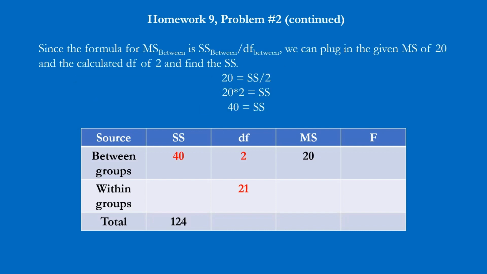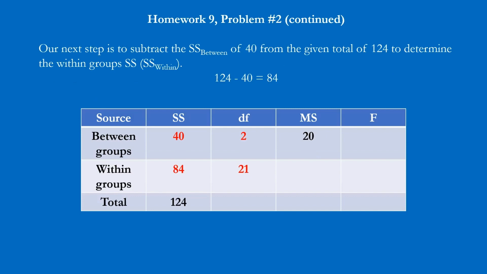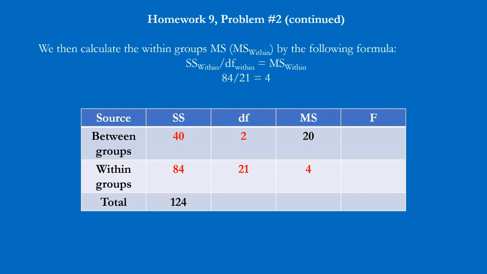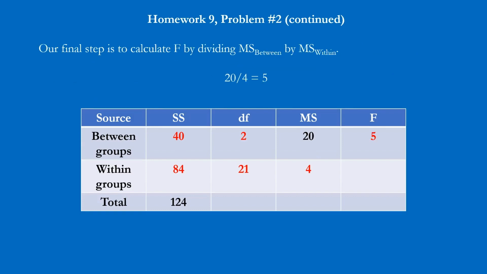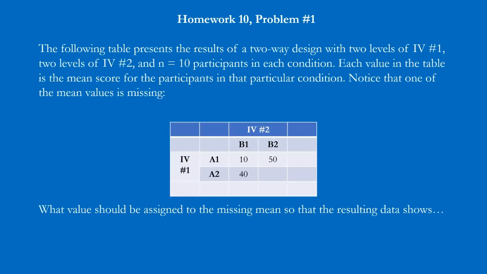Then we use that information to calculate SS from the MS of between groups, which is 20 times 2 equals 40. We can subtract 40 from the 124 that we were given and come up with 84 for sum of squares within groups. Then we calculate the within groups MS by dividing the 84 by 21, which results in 4. Finally, we calculate F by dividing the MS between by the MS within, which is 20 divided by 4, which equals 5, our F value.